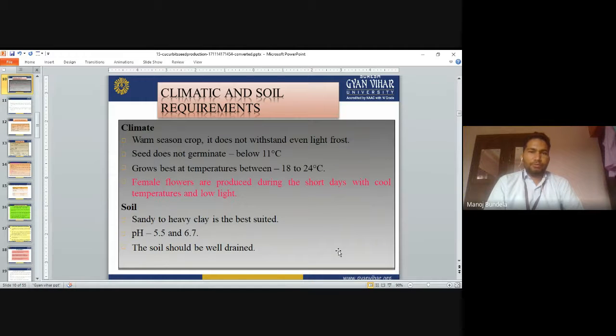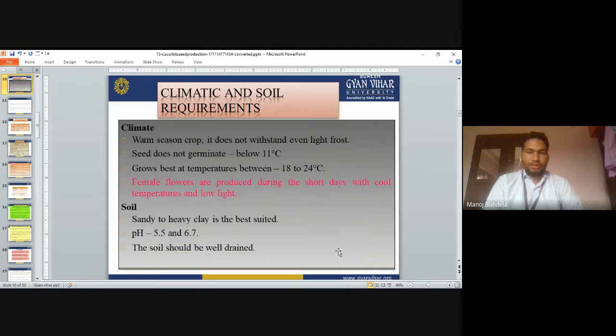Climate and soil requirement. Climate: cucumber is a warm season crop. It does not withstand even light frost. Seed does not germinate below 11 degrees centigrade. It grows best at a temperature of 18 to 24 degrees centigrade. Female flowers are produced during short days with cool temperature and low light intensity.